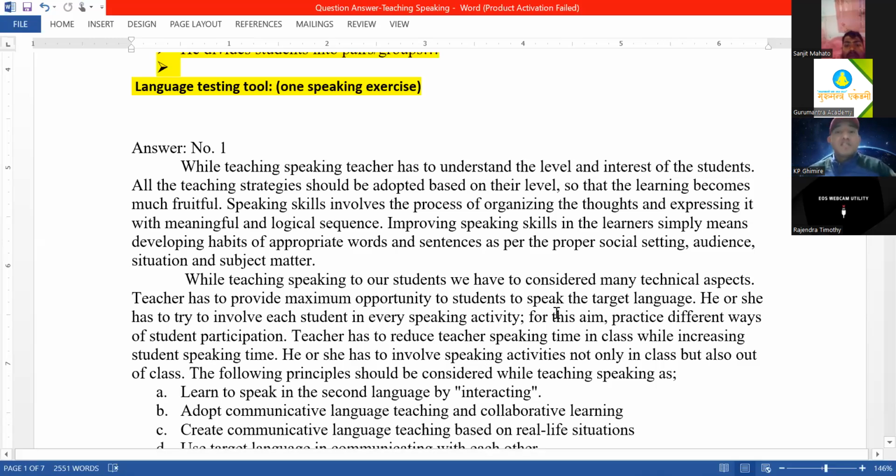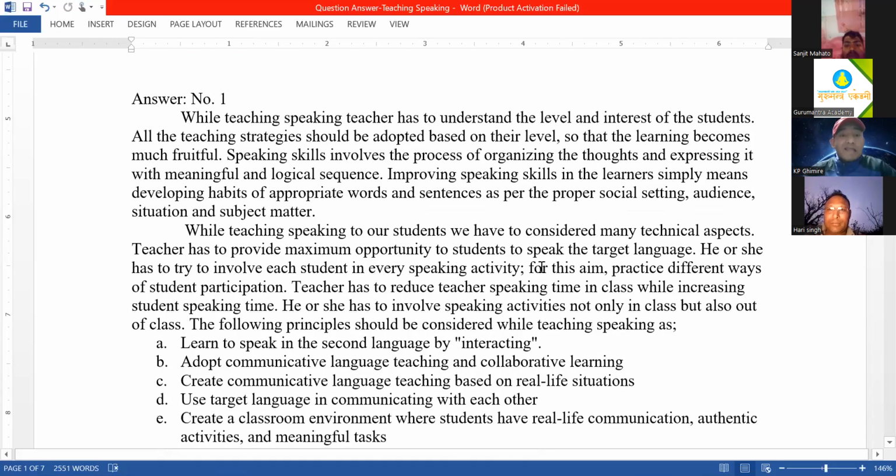Improving speaking skills in the learner simply means developing a habit of using appropriate words and sentences as per the social setting. Without those skills, students never get involved in developing speaking. So social setting, audience, proper word choices, situation, and subject matter to speak about should all be clearly mentioned. While teaching speaking to our students, we have to consider many technical aspects.